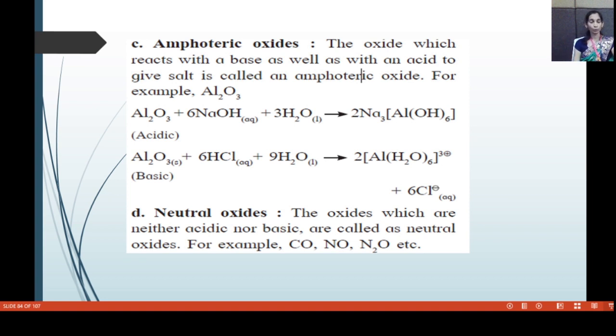And the last one is the neutral oxide. These oxides are neither acidic nor basic. Such types of oxides are considered as neutral oxides. For example, carbon monoxide, nitrogen monoxide, dinitrogen oxide. These are the neutral oxides.